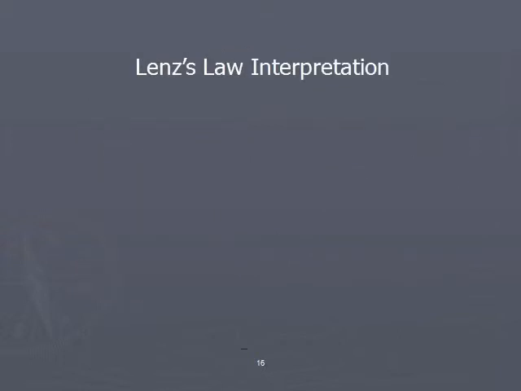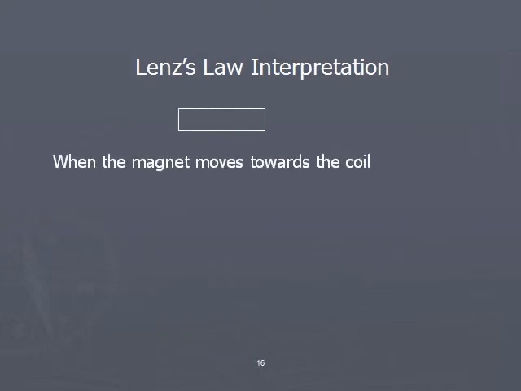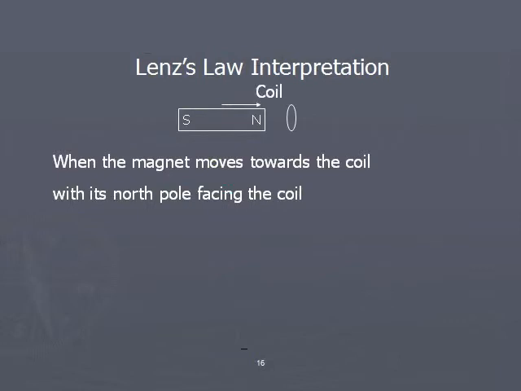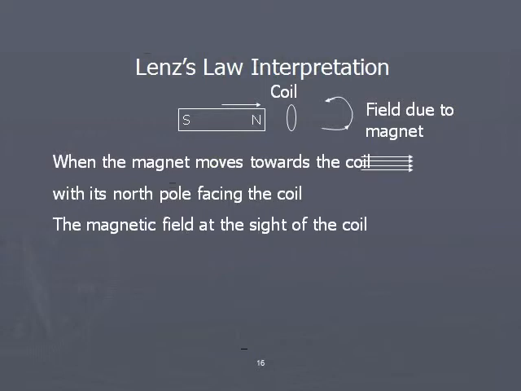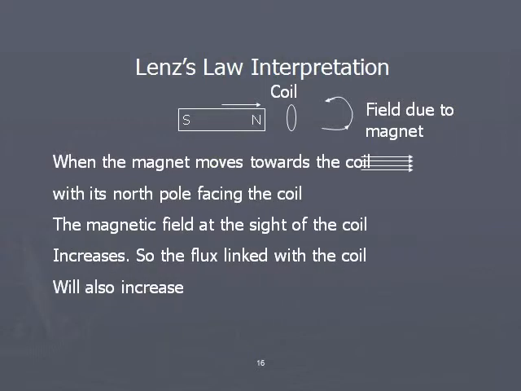Let us try to analyze the interpretation of Lenz's law. When we consider the motion of the magnet towards the coil with its north pole facing towards the coil, the magnetic field at the site of this coil will be increasing. The magnetic field is, say, towards the right and its magnitude will be increasing. So, the current created in the coil should try to decrease this magnetic field. So, it creates a magnetic field in the opposite direction. So, the net magnetic field will be reduced, decreased.